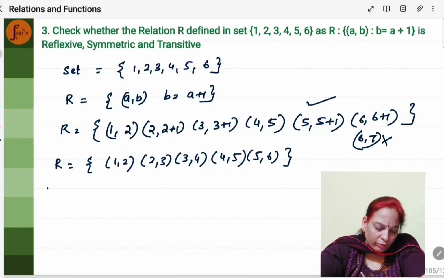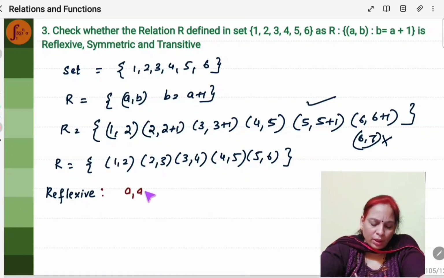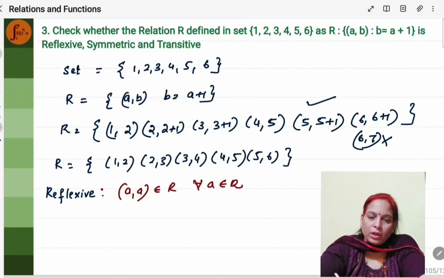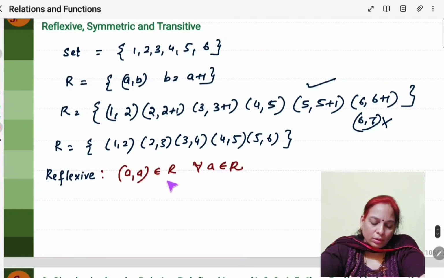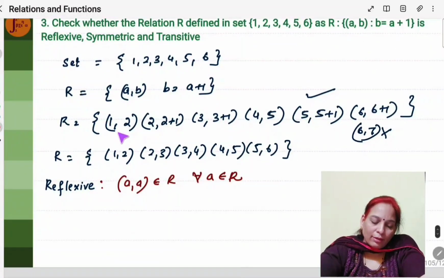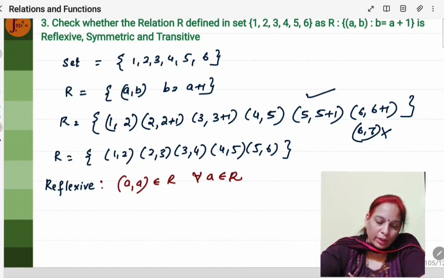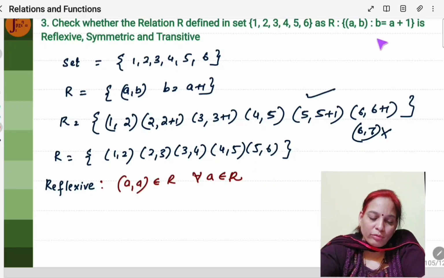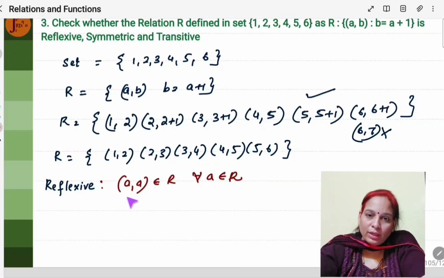Now we'll figure out if it's reflexive. What is the condition? A comma A should belong to R for every element A that belongs to R. Do I have 1 comma 1, 2 comma 2, 3 comma 3, 4 comma 4? No, I don't have that ordered pair at all. One more way to see it is, your second element is 1 greater than the first element. So it's never possible that both the elements will be the same.